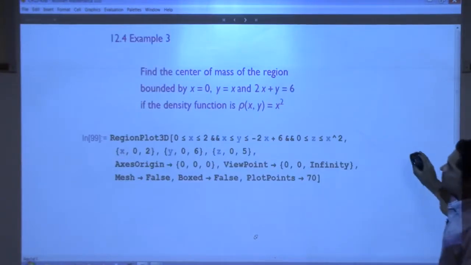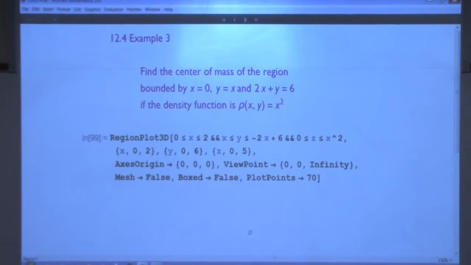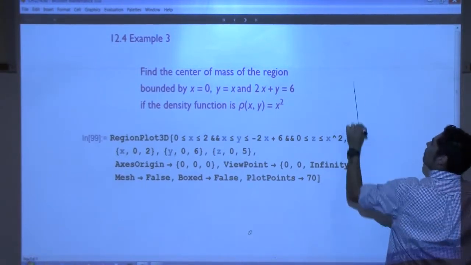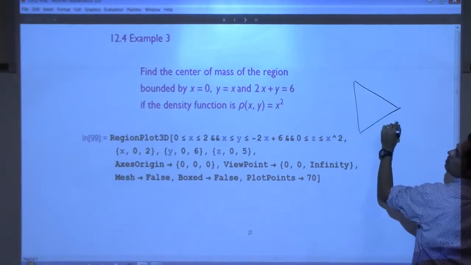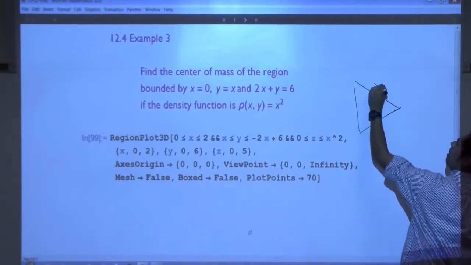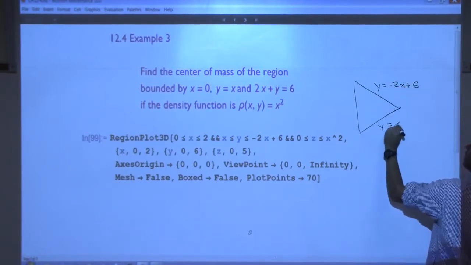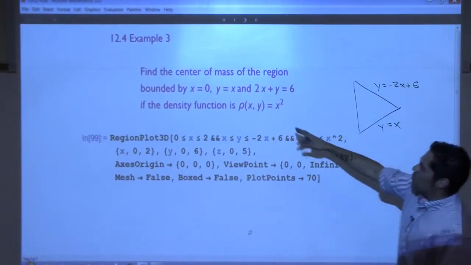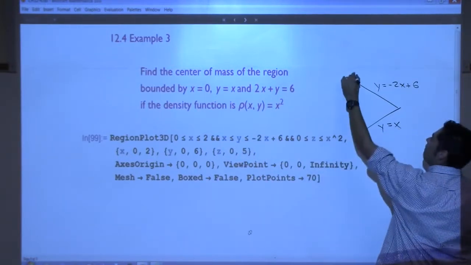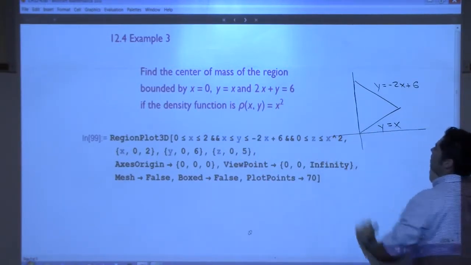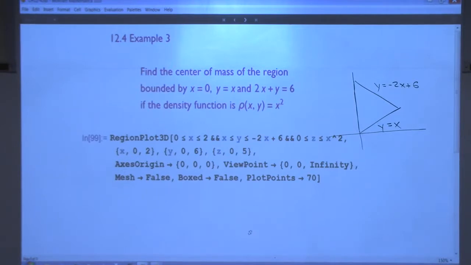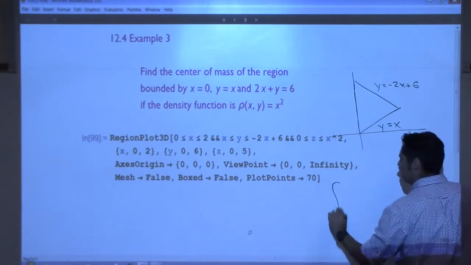So to do it, I only have a few minutes. This was y equals negative 2x plus 6, and this is y equals x. So if you were to draw this region out, that's what you would get. And so you would need your limits of integration. This would be a good type 1 region. So you should go double integral.